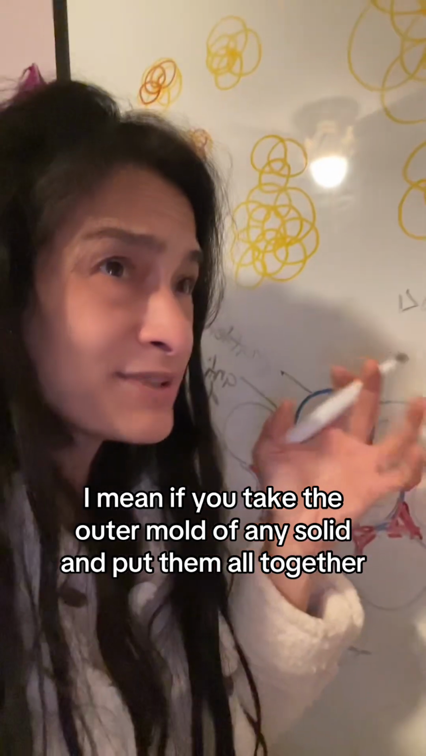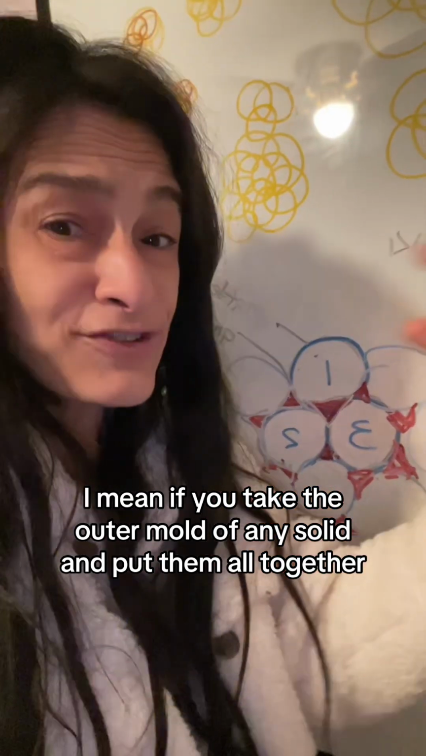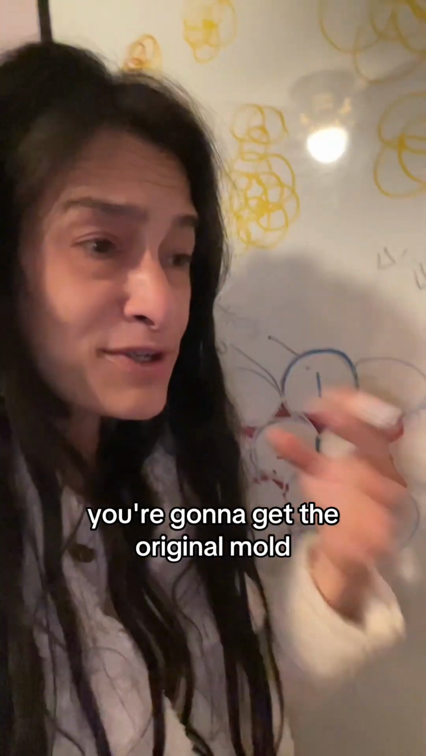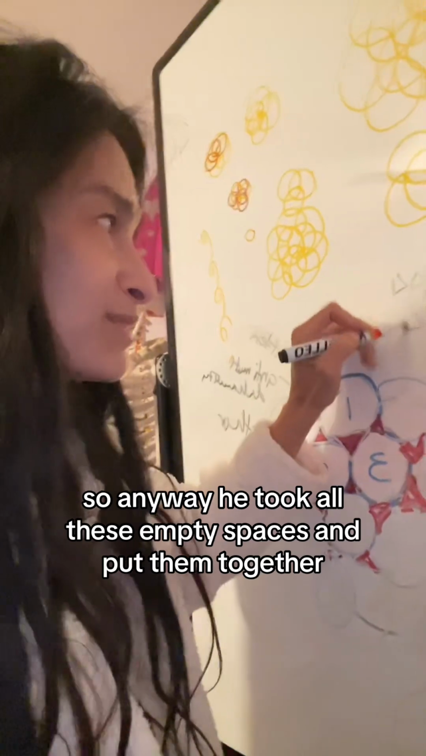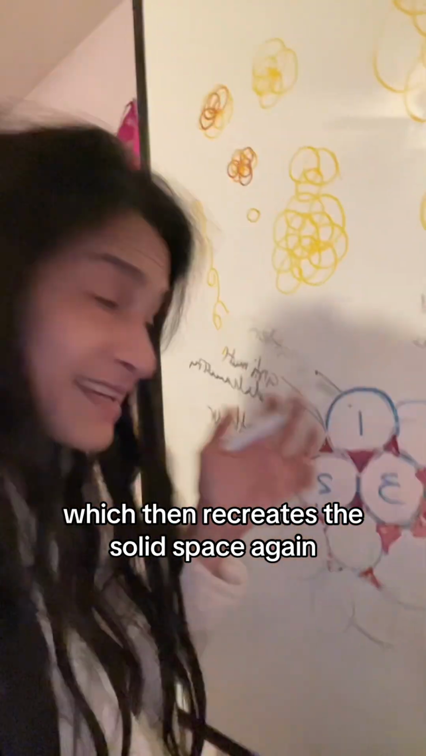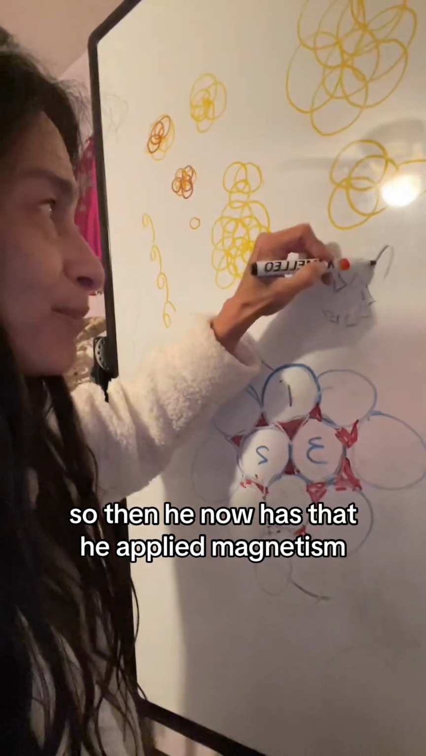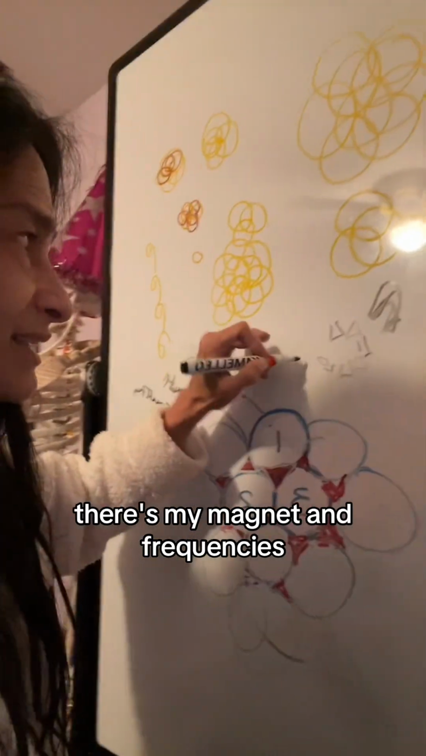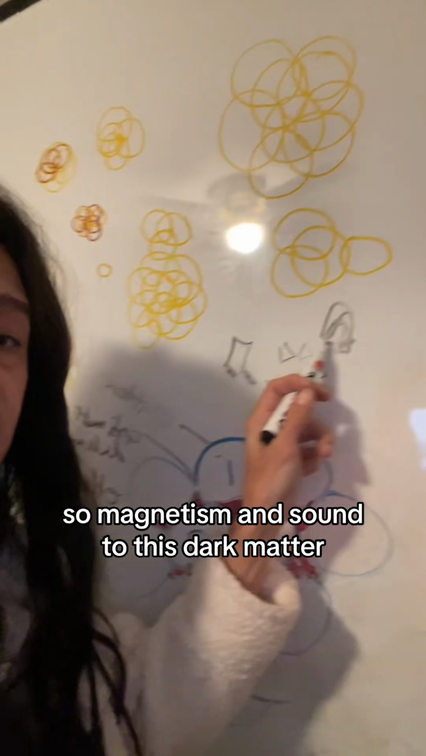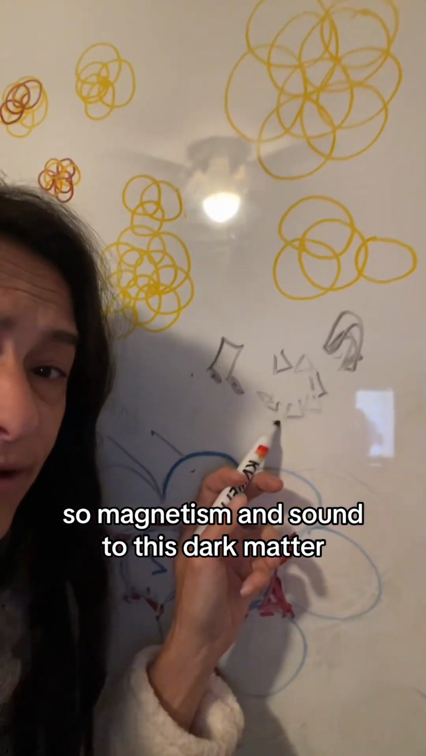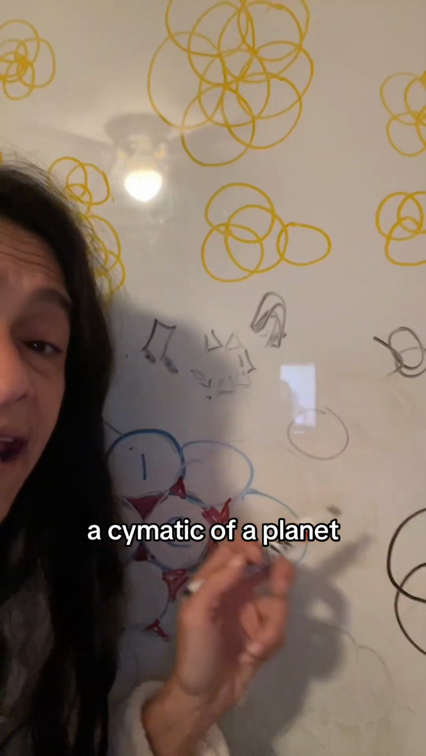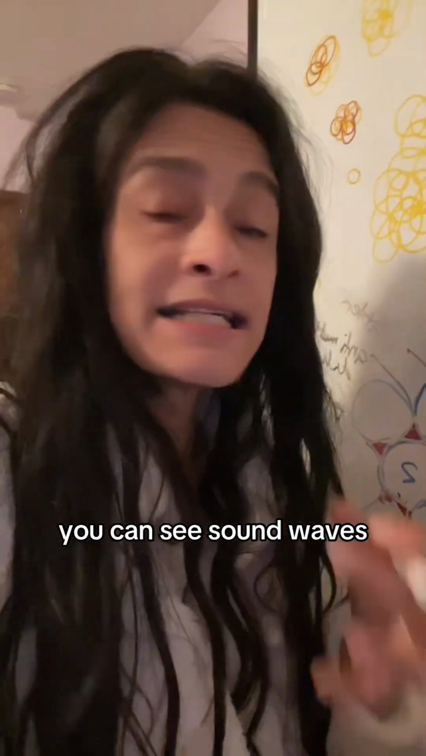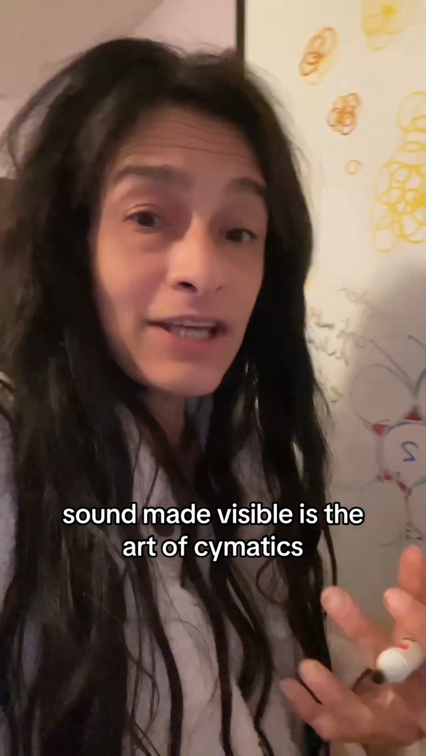Now, I mean, if you take the outer mold of any solid and put them all together, you're going to get the original mold. I mean, that's common sense. So anyway, he took all these empty spaces and put them together, which then recreates the solid space again. So then he now has that. He applied magnetism, there's my magnet, and frequencies, so magnetism and sound, to this dark matter, which is ether, and created a planet, or a visual of a planet, a cymatic of a planet. Cymatics is something that I've been sharing and showing. You can see sound waves. Sound made visible is the art of cymatics.